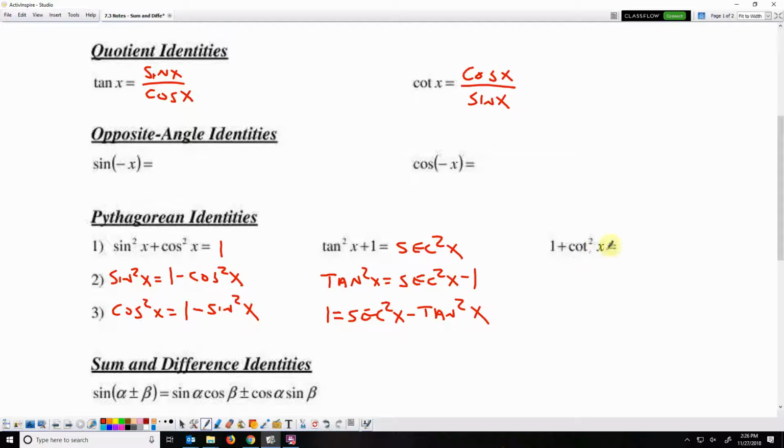And 1 plus cotangent squared x is cosecant squared x. Or if I solve for the 1, I would get 1 equals cosecant squared x minus cotangent squared x. Or cotangent squared x equals cosecant squared x minus 1.